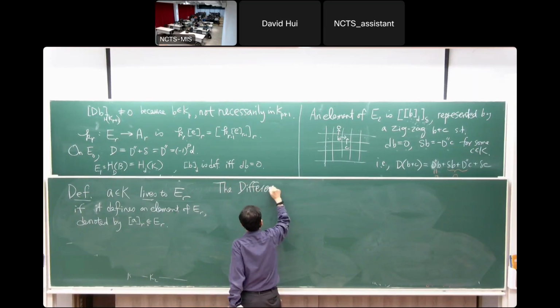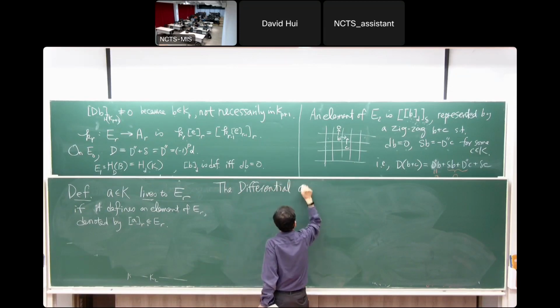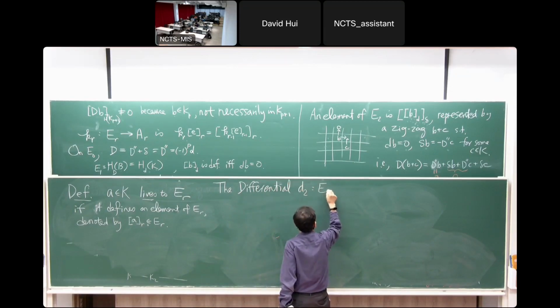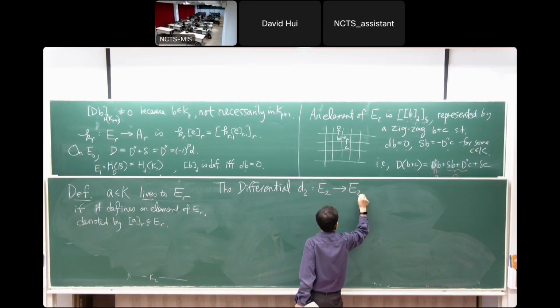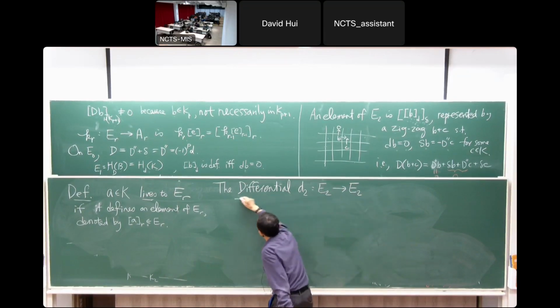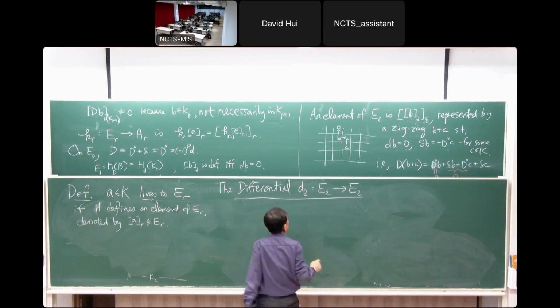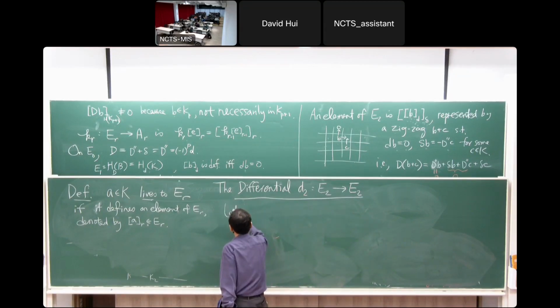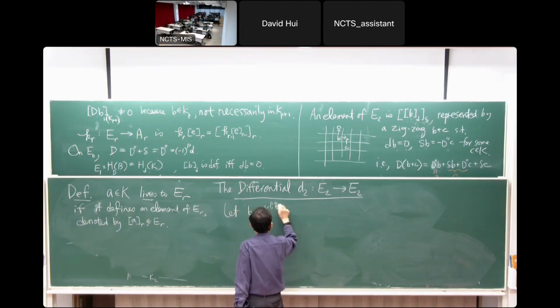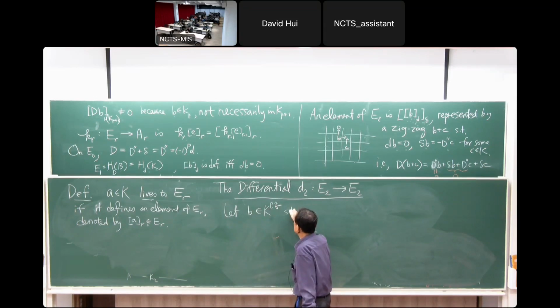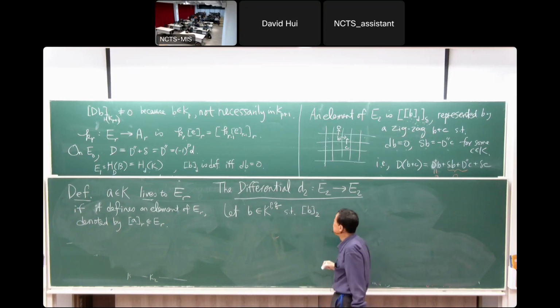The differential D2 from E2 to E2. So let B be in K^{P,Q} such that it lives to E2. E2 is defined.